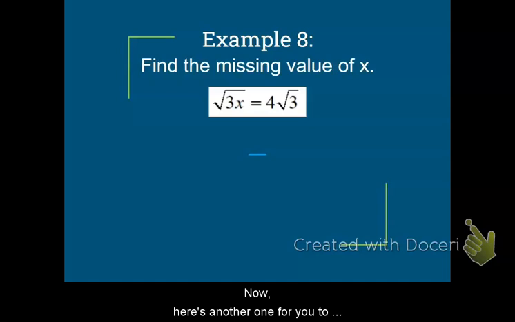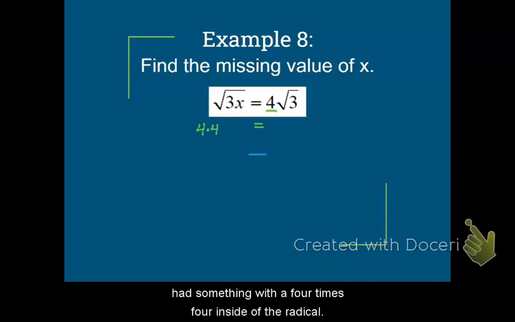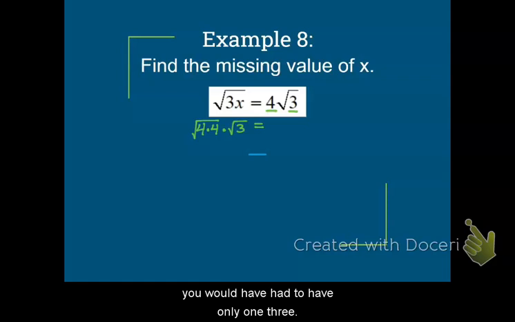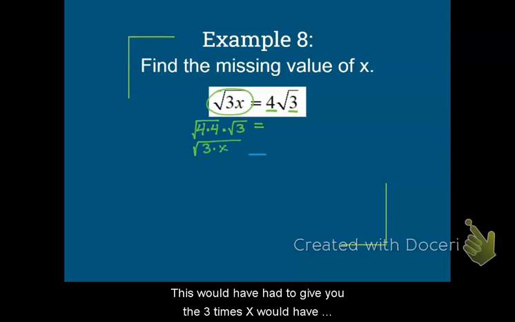Now here's another one for you to think about, and we'll approach it the same way. Try to think about what had to happen for you to end up with your answer having a 4 out front. You would have had to have something with a 4 times 4 inside of the radical. And if you had a 3 left over, you would have had to have only one 3. That would have had to be what this gave you in the prime factorization. The 3 times x would have had to be the same as this.